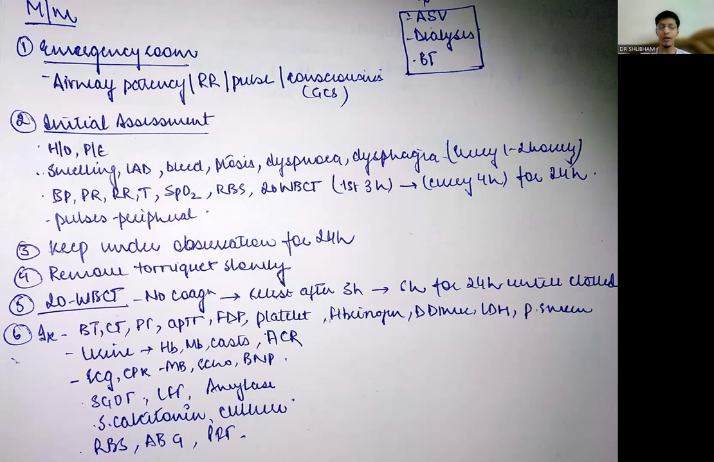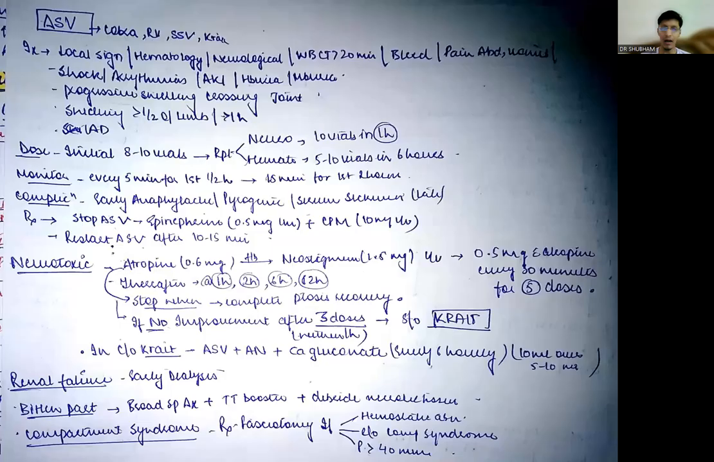So now you have stabilized the patient, you have sent the investigations. Now what next? Now the slide which we all are waiting for, that is ASV, that is the only treatment we have. So how much and how it has to be given. Anti-snake venom is effective against four kinds: Cobra, Russell's Viper, Saw-scaled Viper, and Krait. When ASV is indicated is a very important theory question, viva question, and even a clinical question. So till when to give, what to give, when to give, that is important.